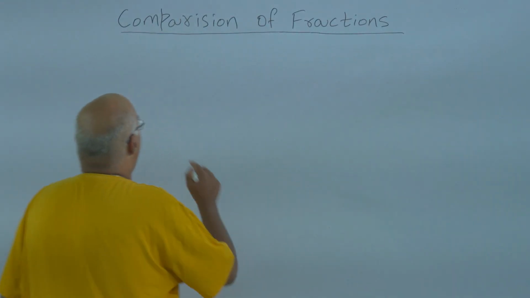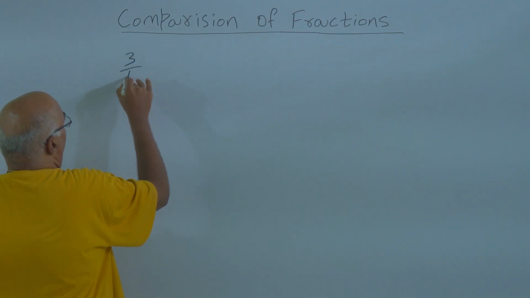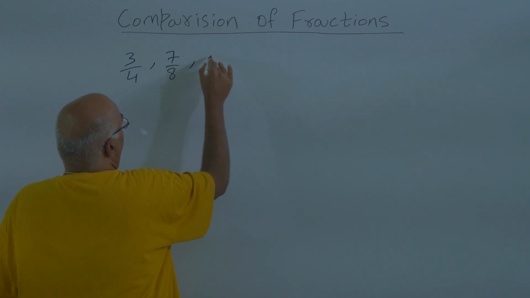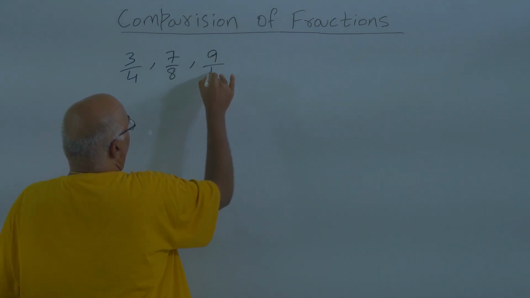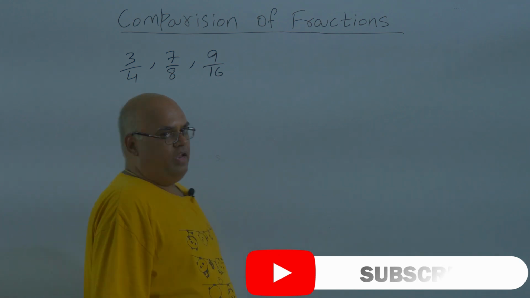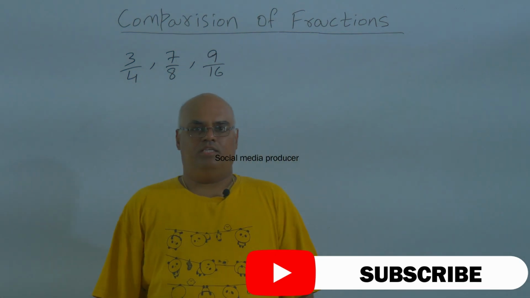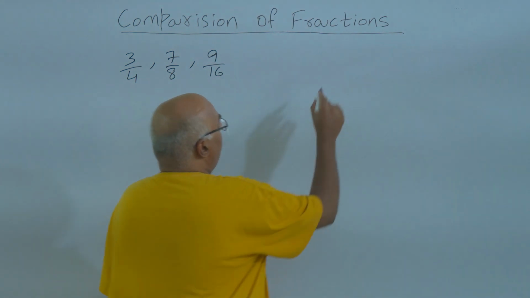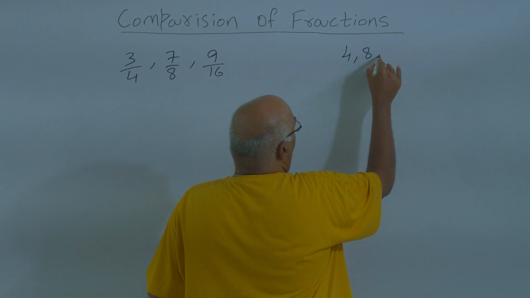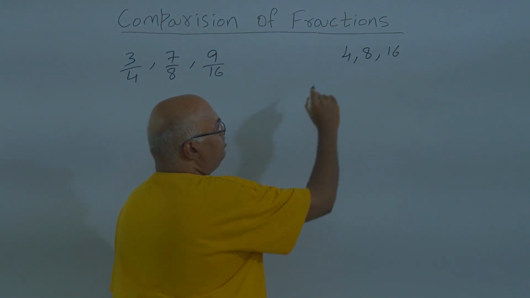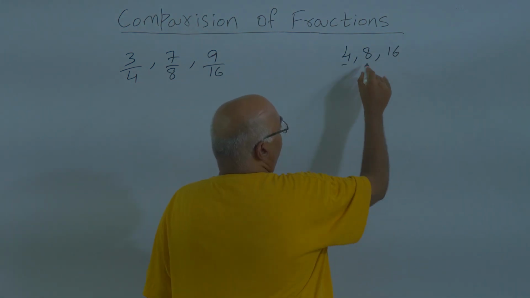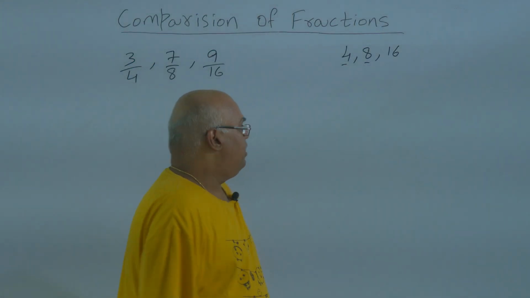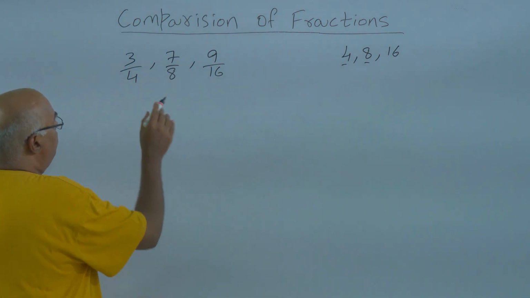For example, say 3 by 4, 7 by 8 and then 9 by 16. If you observe these three fractions, in the denominators you have 4, 8 and 16. If you observe these numbers carefully, 4 is a factor of 16 and 8 is also a factor of 16. 4 and 8 exactly divide 16. So, I want to compare these three fractions.